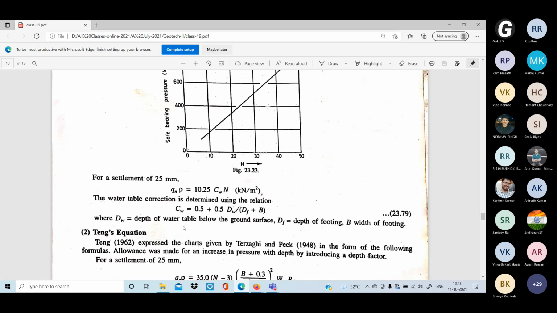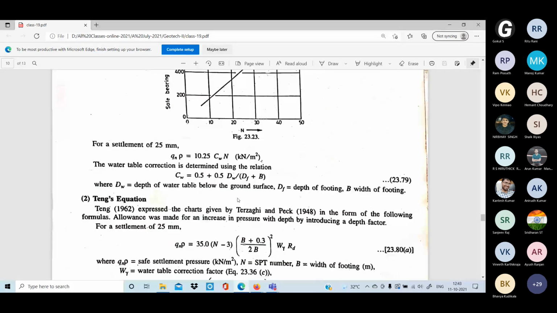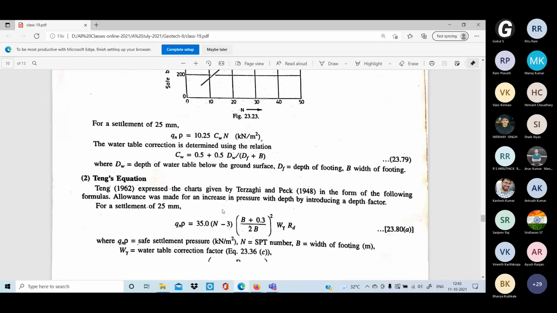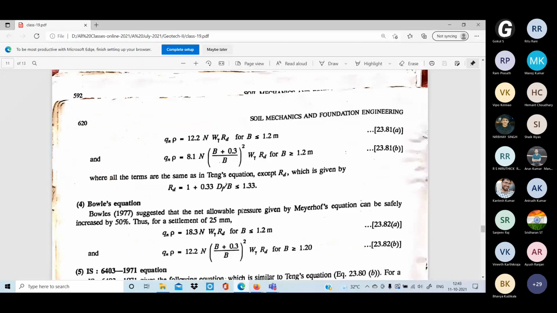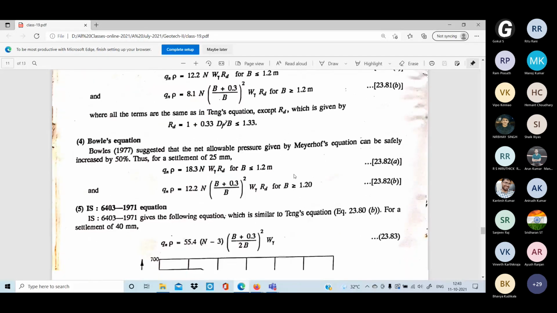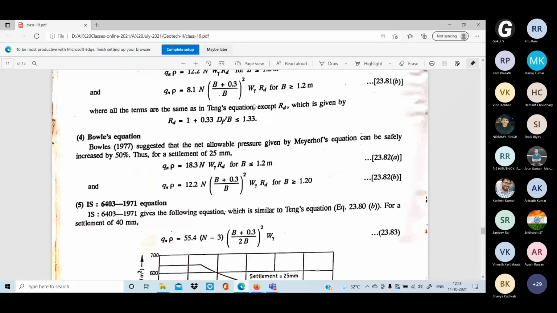C_W, the water table correction factor, is also given as equal to 0.5 plus 0.5 D_W divided by D_F, or B here. D_F is the depth of the footing, B is the width of the footing, and D_W is the depth of the water table below the ground surface. Likewise, Teng has also given formulas and Meyerhof has also given formulas. Bowles also gave some. You will study more about these when you do the masters in geotechnical engineering.